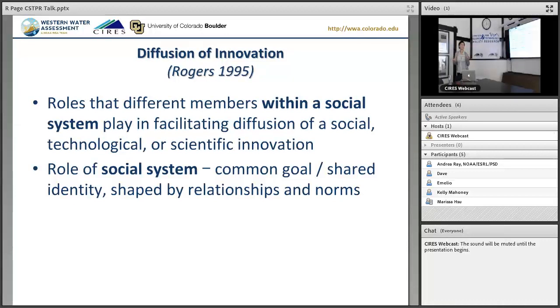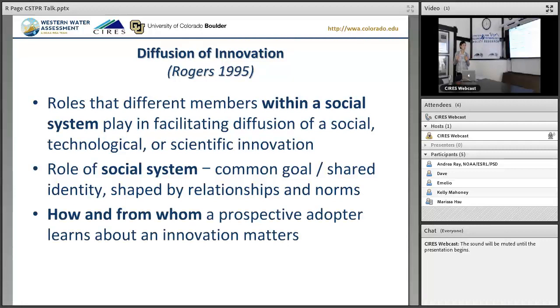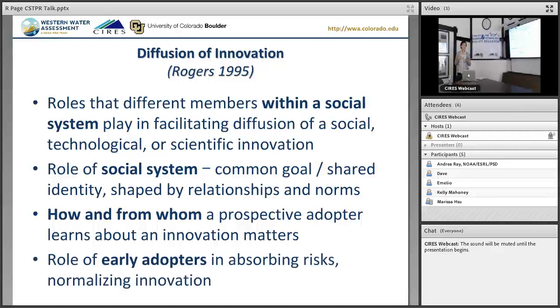And so within diffusion of innovation theory, how and from whom a prospective adopter learns about an innovation matters a lot. Who you hear about an information product from may matter, and how you hear about it may matter a lot. And specifically the role that early adopters play. Early adopters are people who are highly respected, seen to be leaders, but also have a lot of localized knowledge and have the capacity to absorb the risk of innovating, of using a new product for the first time, but are then able to turn around and normalize that risk for other people in their community. So I'll talk more about that later, but that's one way to think about better understanding how water managers interact with each other and the roles that they play.